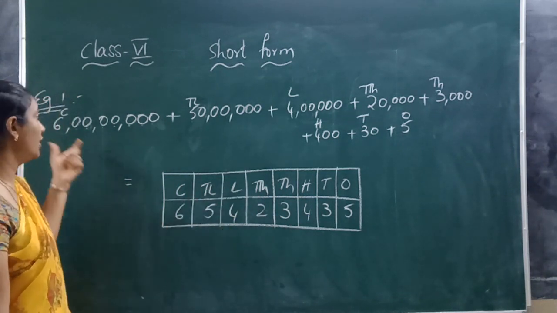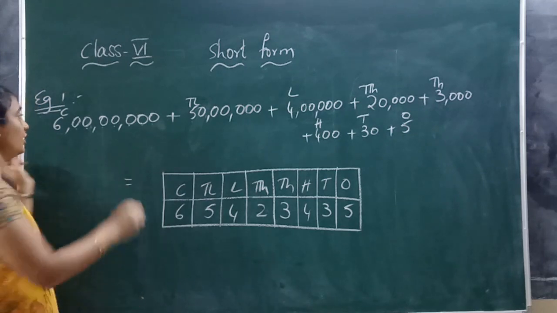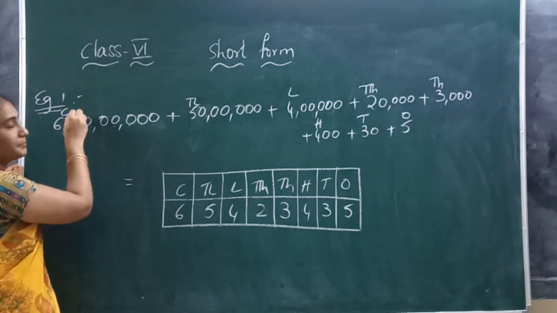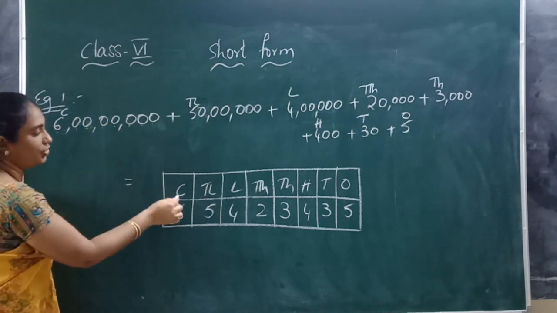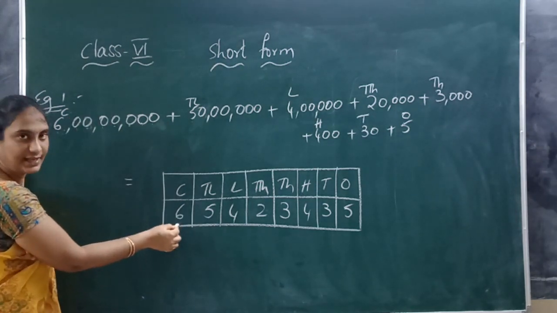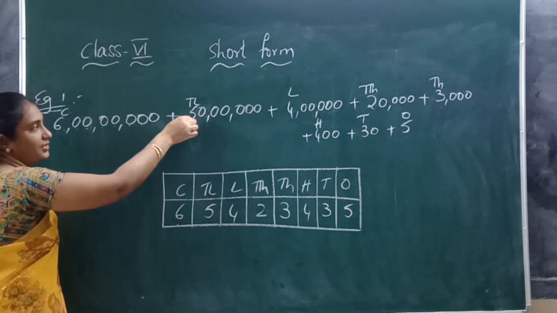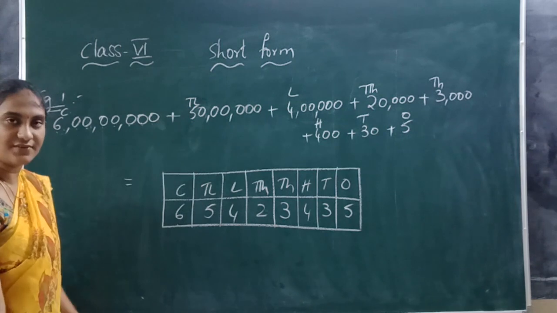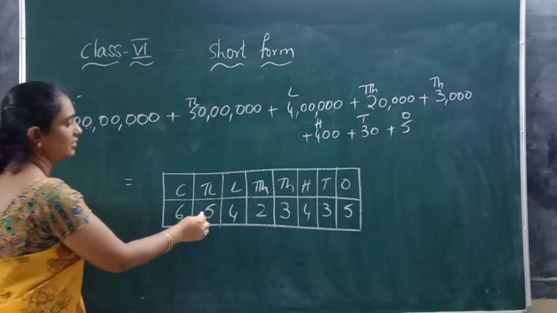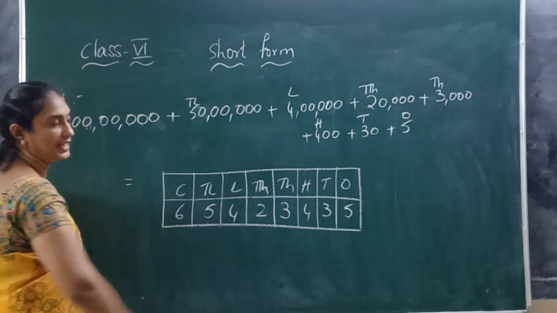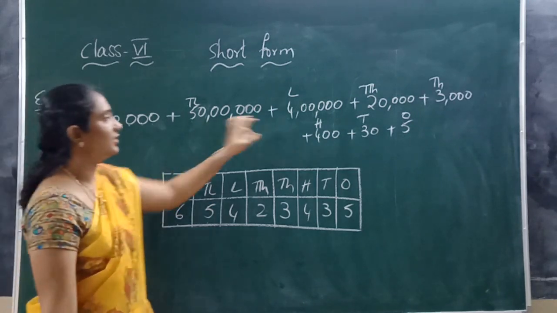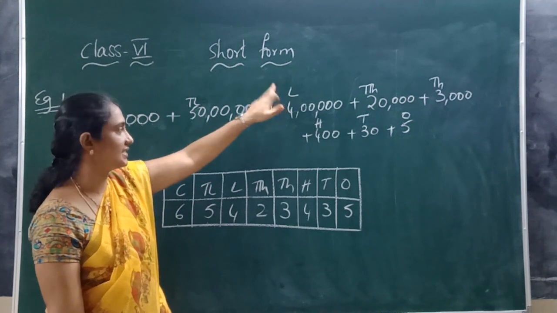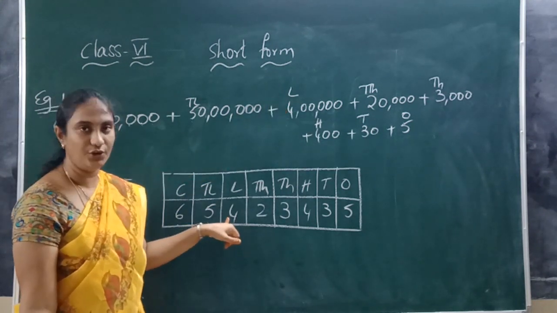Okay children. Now let us see the first one. Now 6 is in which place? Crores place. So in the crores place we have to write 6. Now next number 5. 5 is in which place? 10 lakhs place. So write the 5 in 10 lakhs box. Next 4 is in which place? Lakhs place. So write here 4.